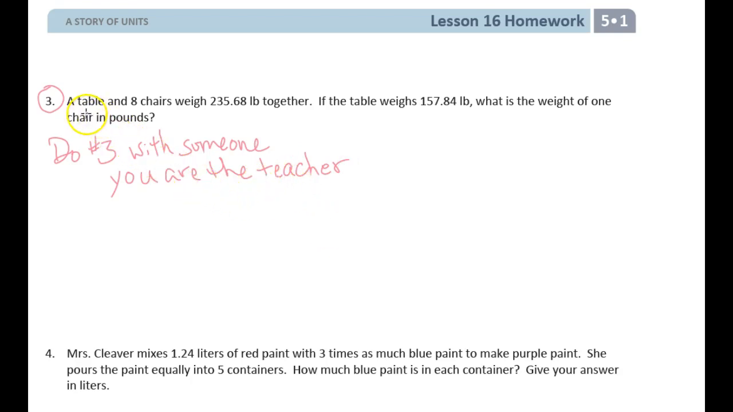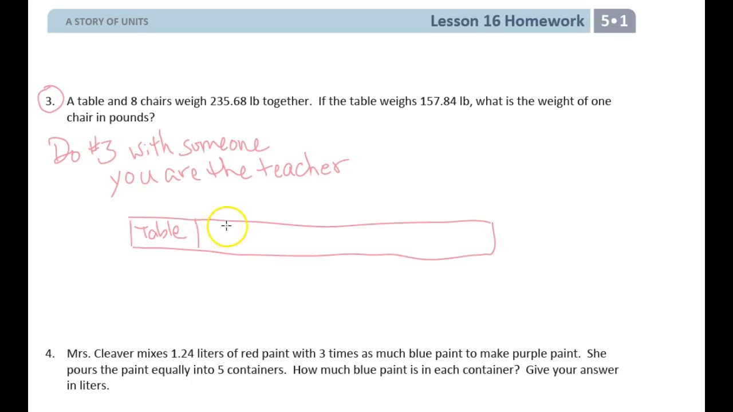So here's what's going on with this one. You have a table and 8 chairs. Here's your table. I'm going to label it table. Surprise, surprise. And then you've got 8 chairs. So 1, 2, 3, 4, 5, 6, 7, and 8. Let's make sure. 1, 2, 3, 4, 5, 6, 7, 8. Each one of these is a chair.